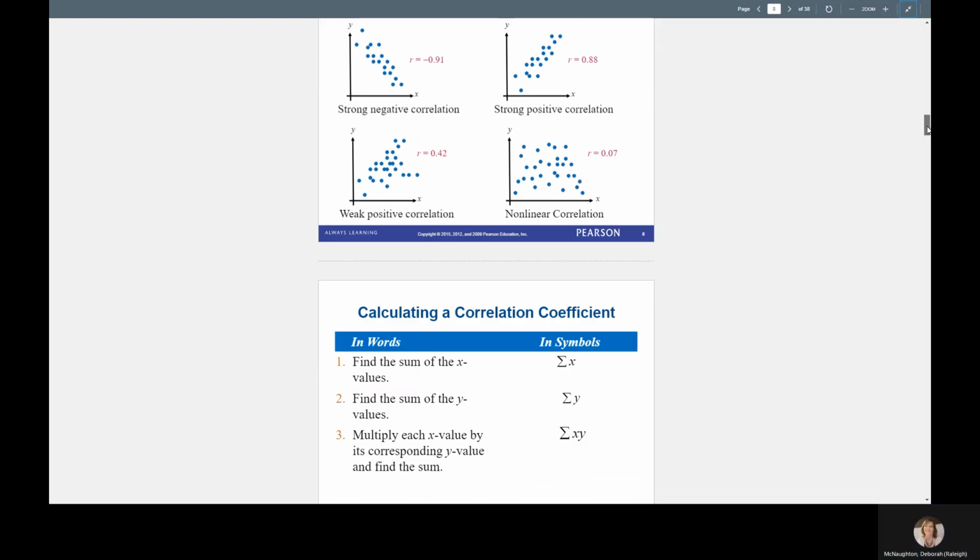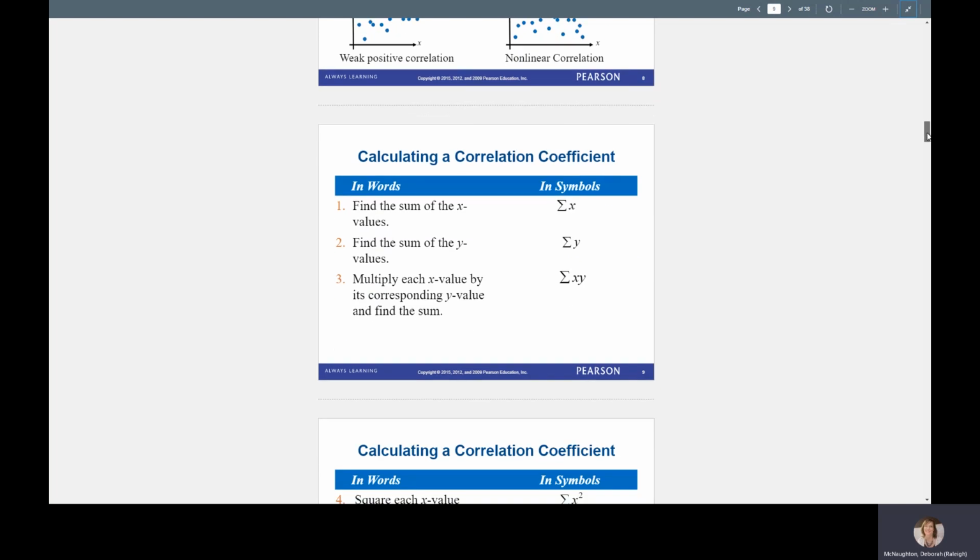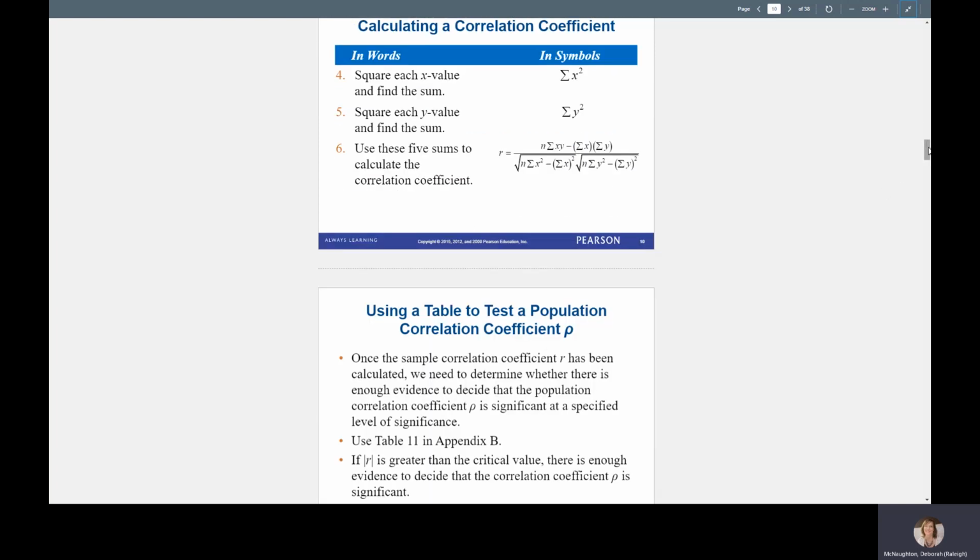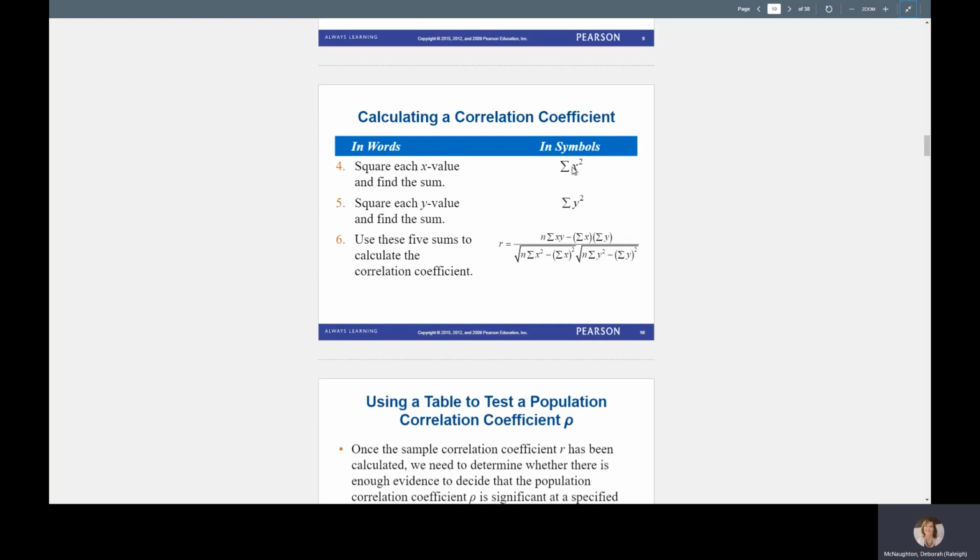So again, to calculate the correlation coefficient, we would find the sum of the X values, find the sum of the Y values. We would create a new column in Excel, which is X times Y, and we would sum those values. We would create another column that is X squared and sum those. We would create another one that's Y squared and sum those. And then we would use this formula.